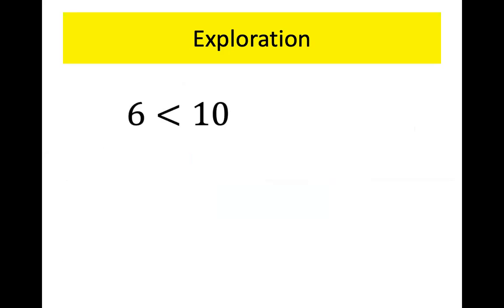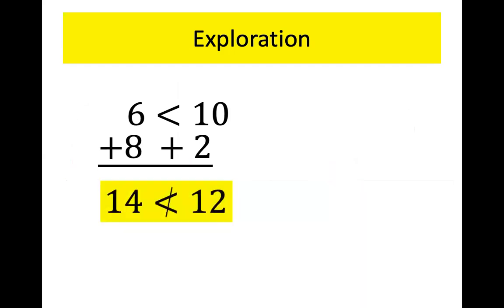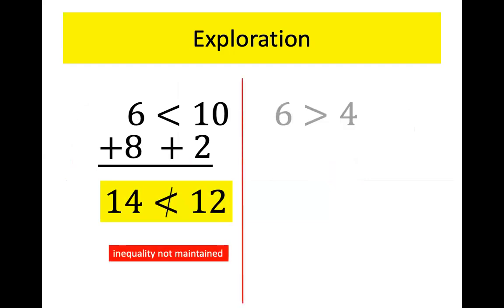All right. So let's see if we don't add the same thing to both sides, what happens. So I'm going to add 8 to one side, 2 to the next. 6 plus 8 is 14. 10 plus 2 is 12. And 14 is not smaller than 12. So inequality, we got it right that time.